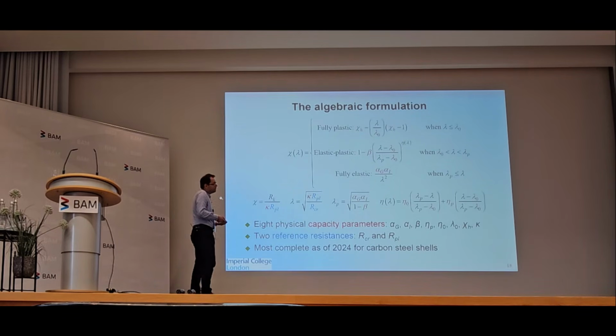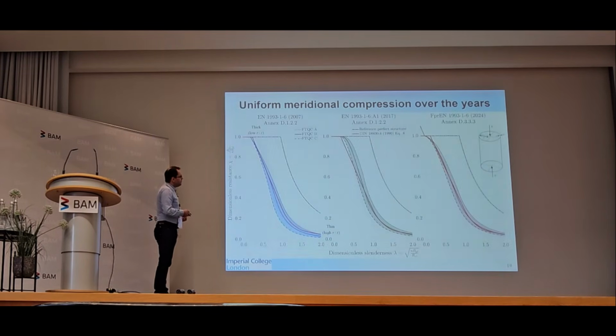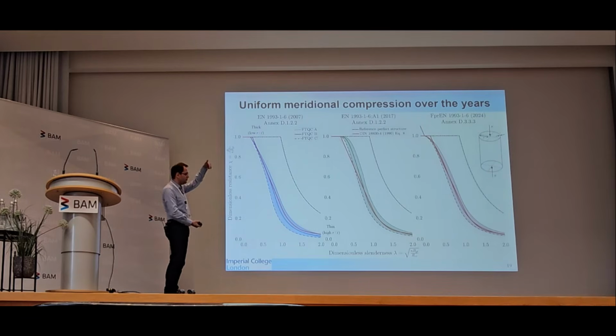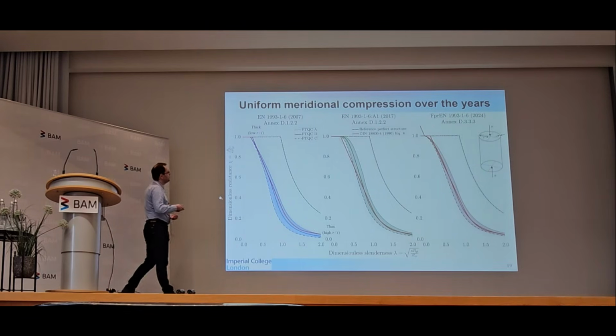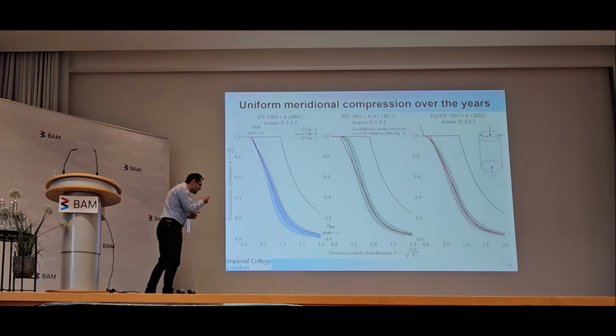And research, and a lot of what I do, is establishing these capacity parameters for different systems. And it's quite complicated to do. I wanted to show you this plot of the capacity relationships for uniform radial compression, so a cylinder under uniform radial compression, over the years. And the old timers among you will recognize these relationships.